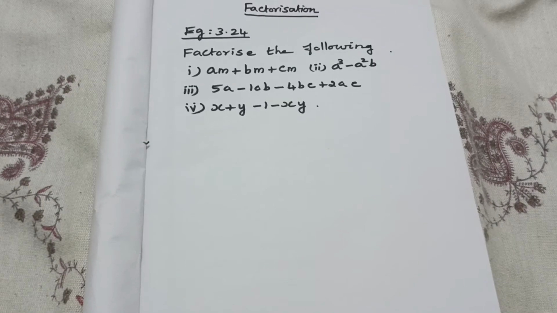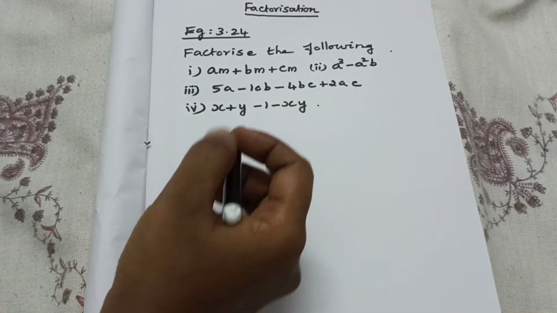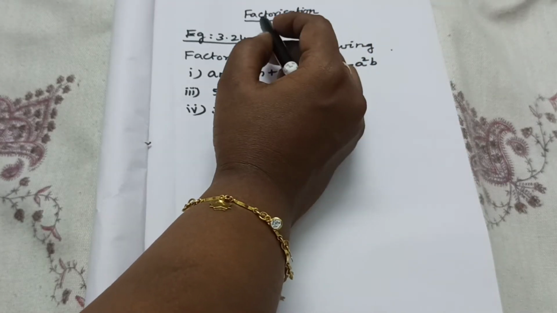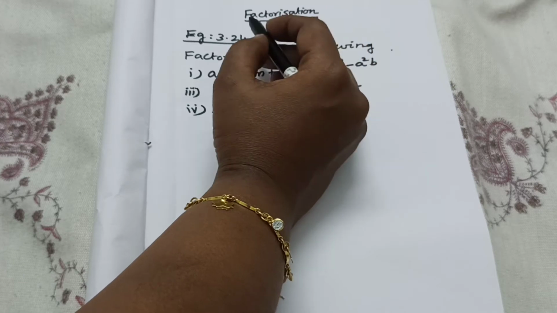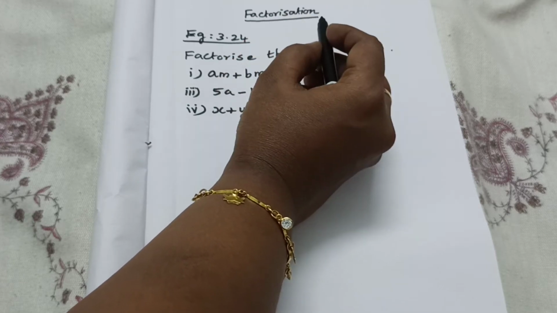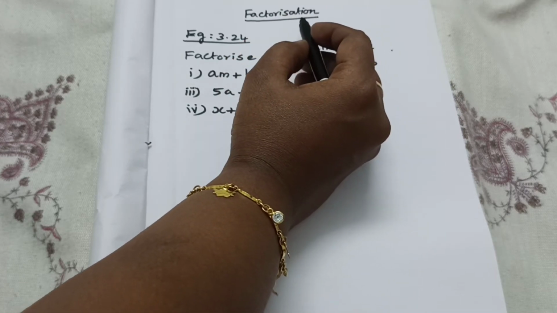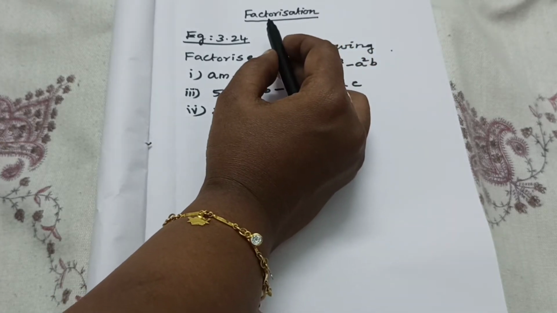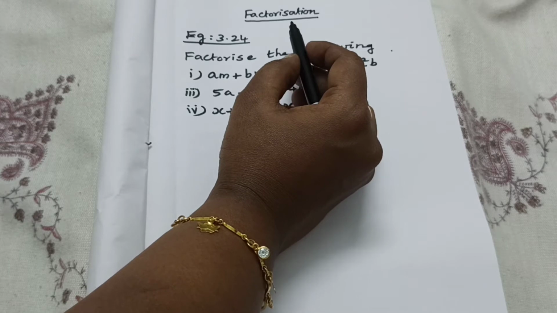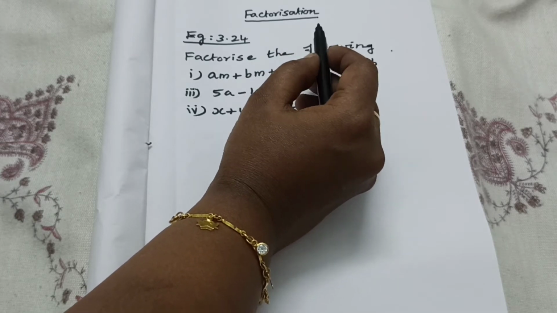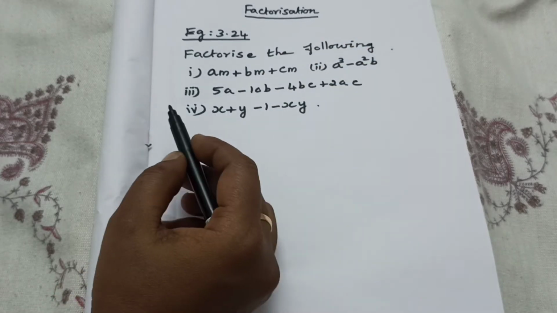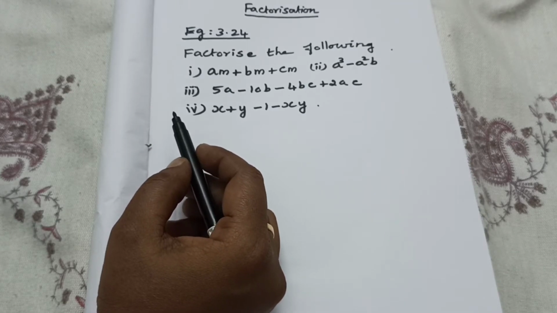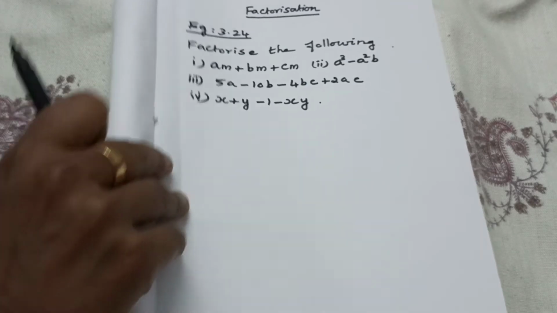Okay. In exercise 3.4 we have completed. Next heading is factorization. Next we are going to say factorization. Okay. Then do you know factorization? What is meant by factorization? Factorization is the reverse of multiplication. Factorization is the reverse of what? Multiplication.